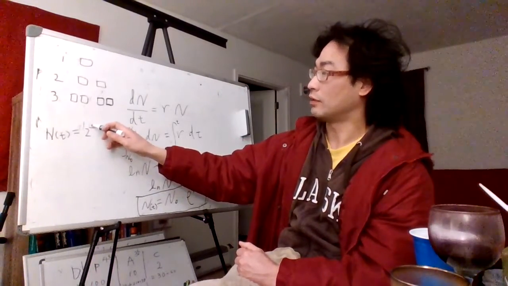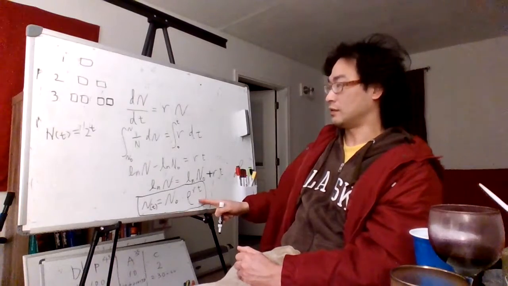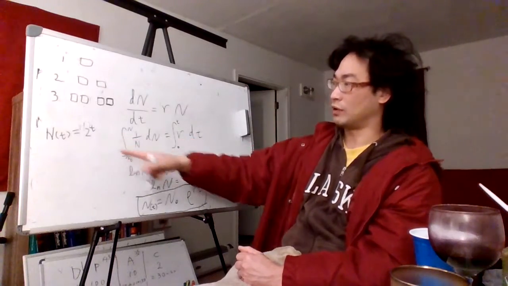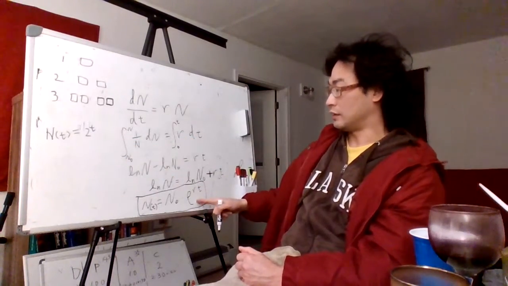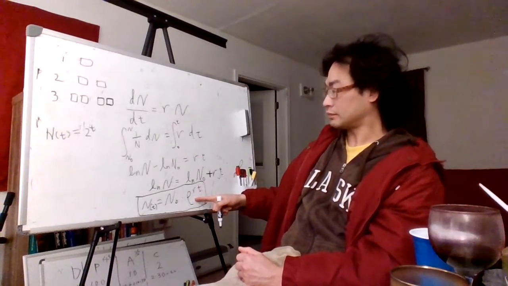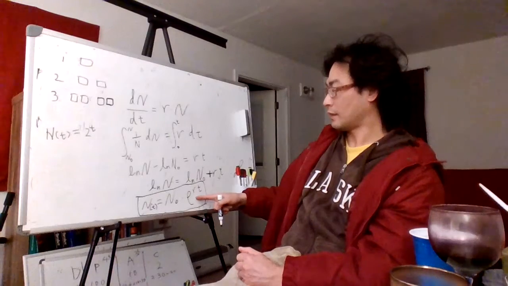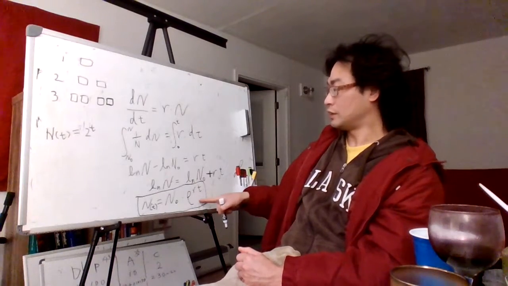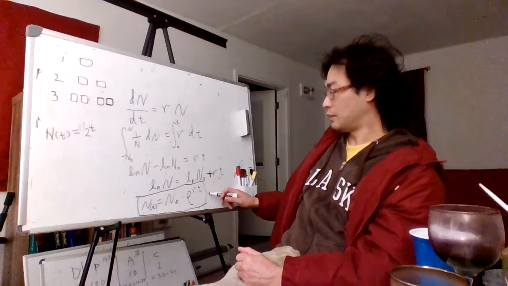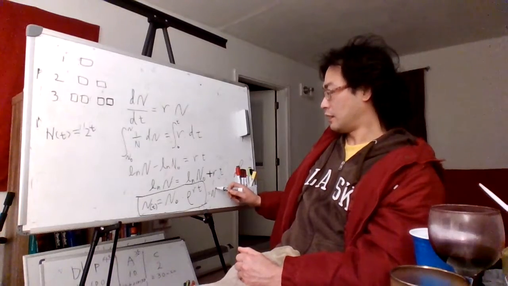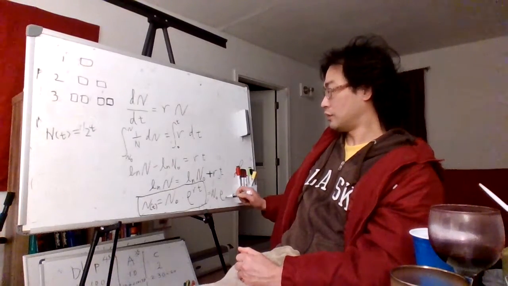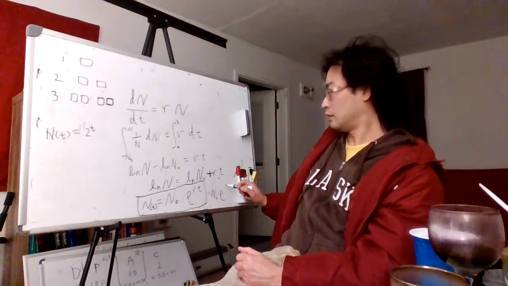to the tenth. Which is different from this, because the base of this power is two here, and it's not e. According to this, it is supposed to be N zero times e to the t. Why?